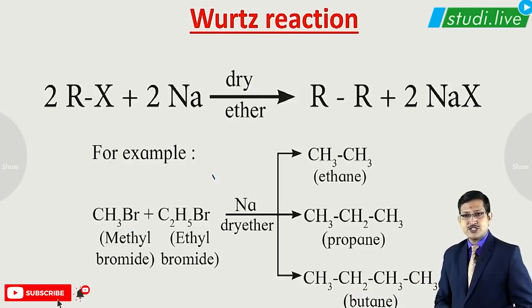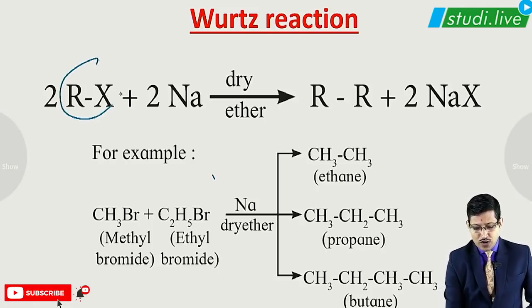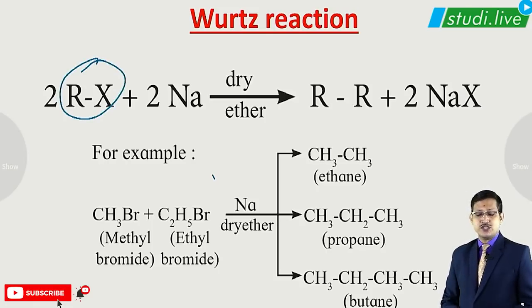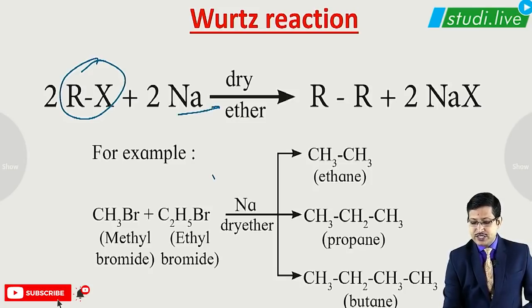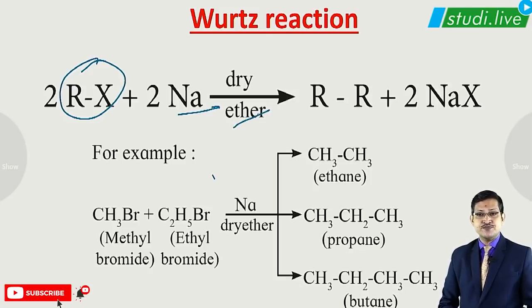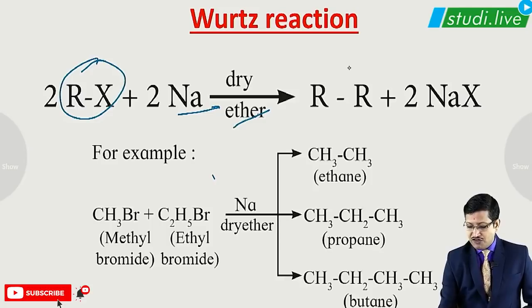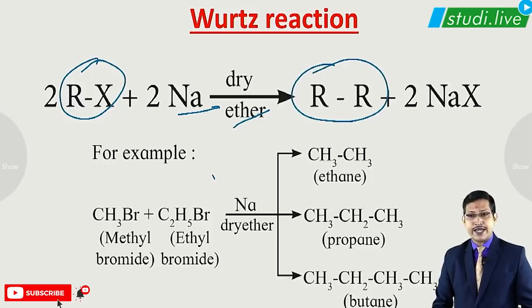The next reaction is Wurtz synthesis or Wurtz reaction. Now in Wurtz reaction, it is alkyl halide, it's 2RX will react with twice Na, that is sodium metal, in presence of dry ether, and this gives you the formation of R-R, that is alkane. It gives you the formation of corresponding alkane. So this is a reaction where higher alkanes are obtained from lower alkyl halides.